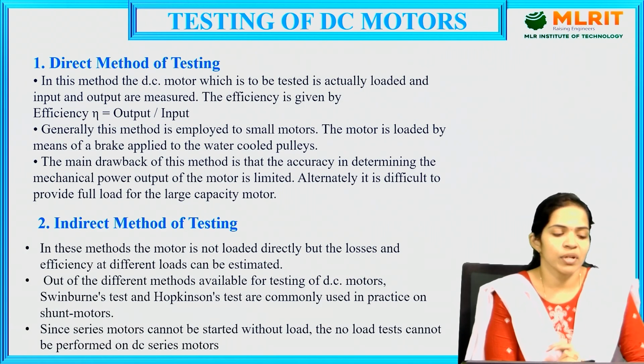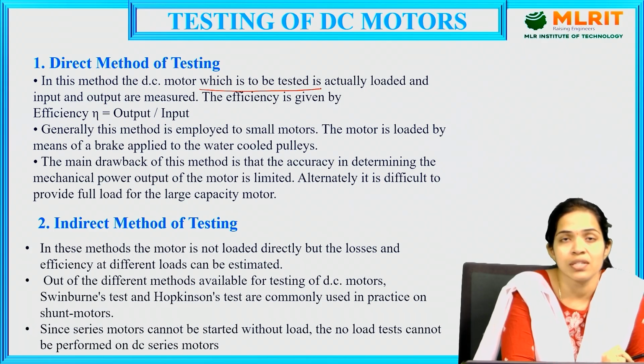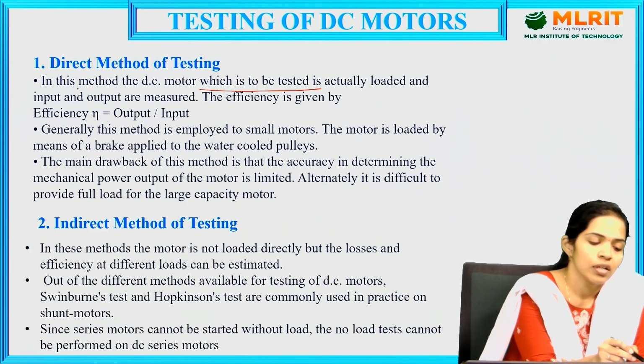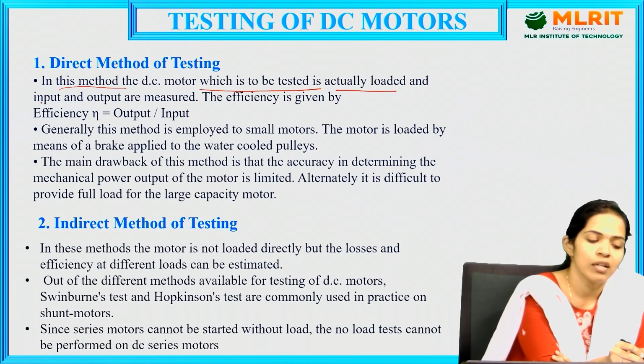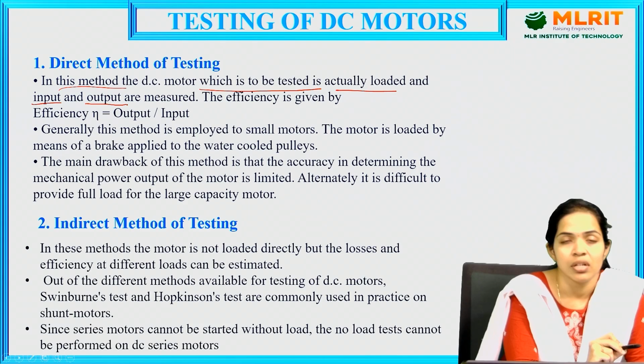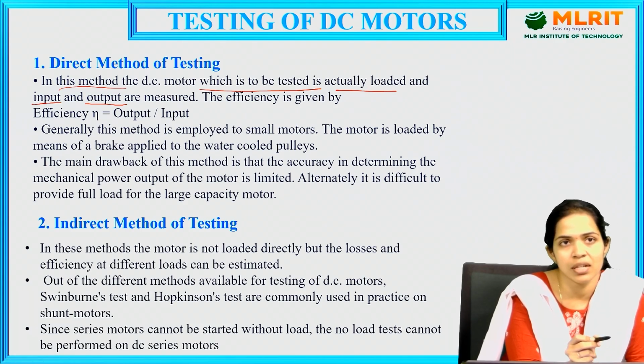So the direct method of testing is a process of testing in which we actually load the motor directly. In this method, the motor which is to be tested is actually loaded and the input and the output powers are measured. So we directly load the motor, and how we are going to load the motor will be seen in the different kinds of tests.